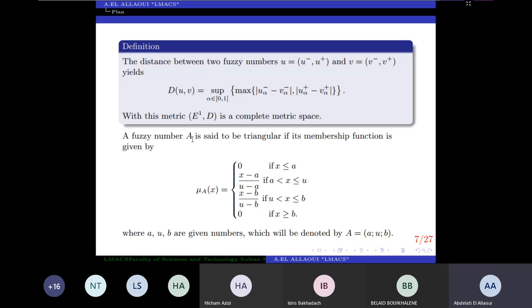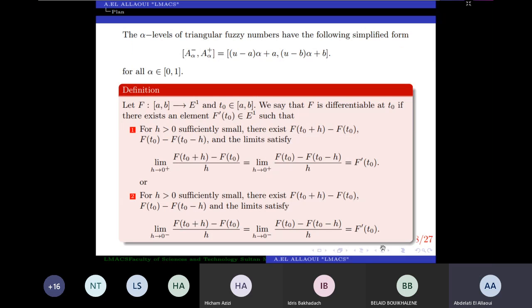We define here a triangular fuzzy number. It's a fuzzy set whose membership function is defined as follows, and will be denoted by (a, u, v). It's easy to prove that the alpha cuts of a triangular fuzzy number are given by the following intervals.